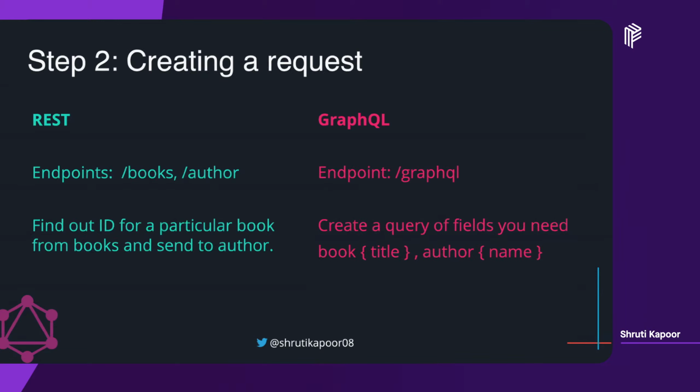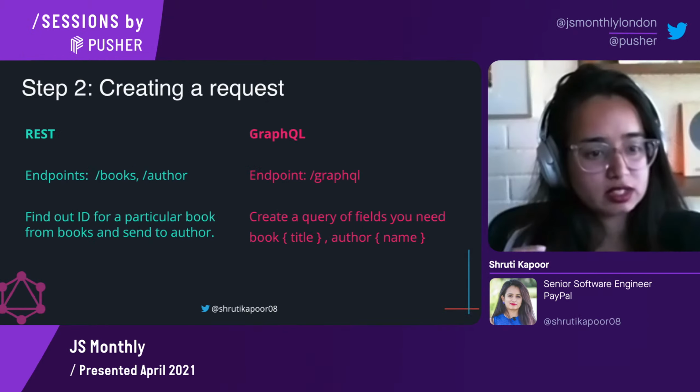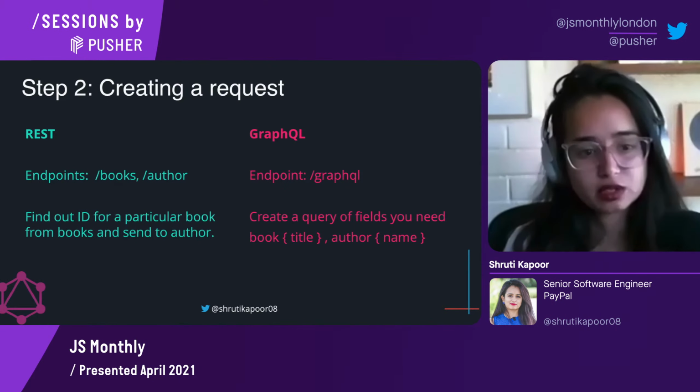The next step is that now we know what data we need to send. Now we have to create a request. So in the REST world, we have our endpoint books and authors. We have to find out what do books and author accept. So they may be accepting an ID, they may be accepting a string or things like that. So you have to find out which parameters the endpoint accepts. In GraphQL, we have an endpoint /graphql, and that's the only endpoint we have. So we don't have separate /book or /author endpoints. We just have the one endpoint. And in order to get the data, we need to first create a query of fields that we need. So for example, here we'll need the title of the book. So we have a query of field called title, and then we need the name of the author. So we'll have author name.